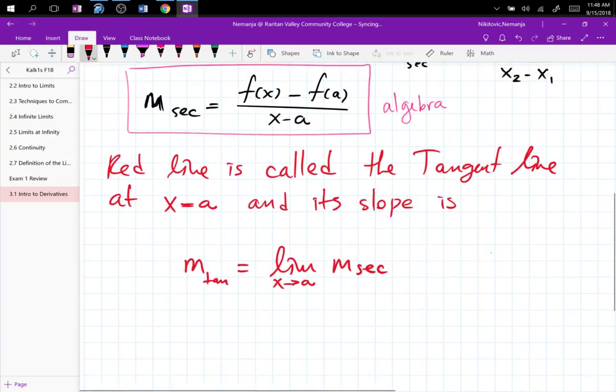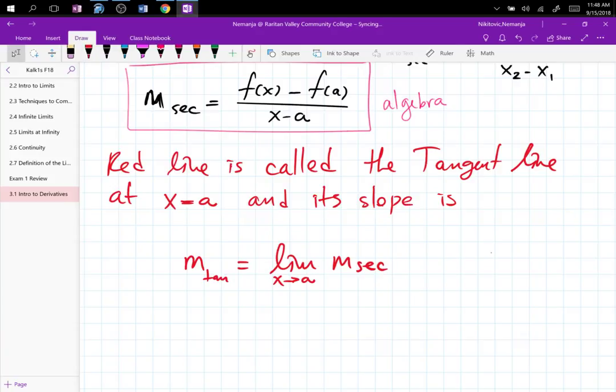So the red line is called the tangent line, and it's special. Each point on the function has exactly one tangent line. It's a very special line. So you are going to have infinitely many secant lines before and after the tangent line. Tangent line is the one.